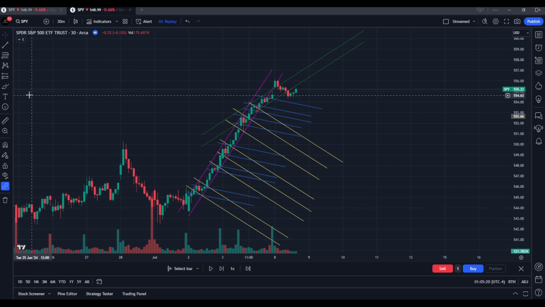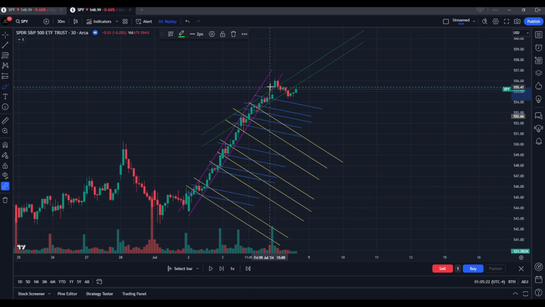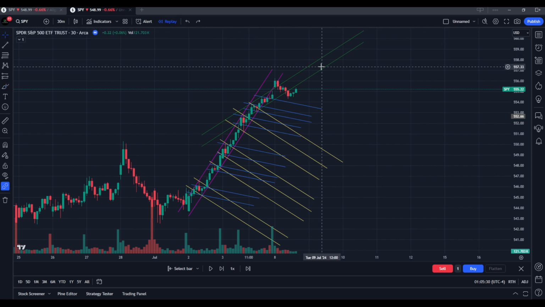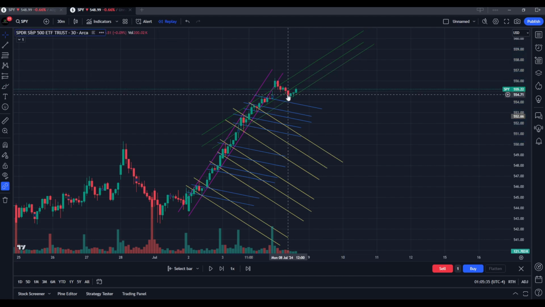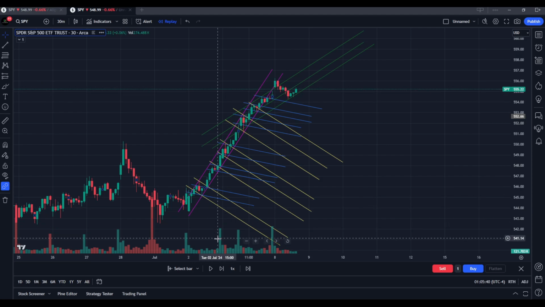Okay, so right here we can see possible inverse cup and handle, right? You can see this green handle. We will go ahead and chart that, and I will show you what I mean. So right here we will chart this green algorithm as it is possibly forming a handle from this, and we will press play.